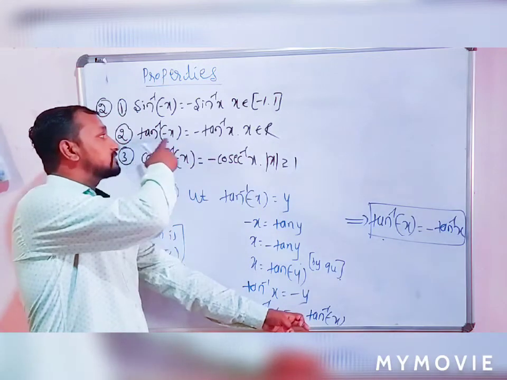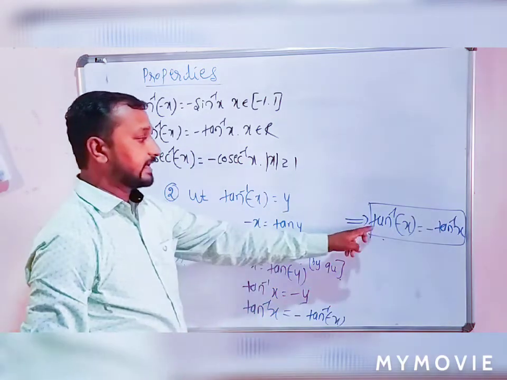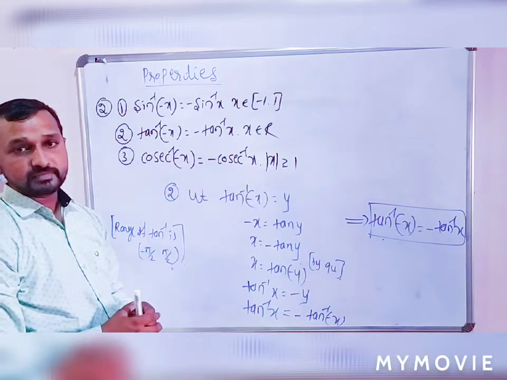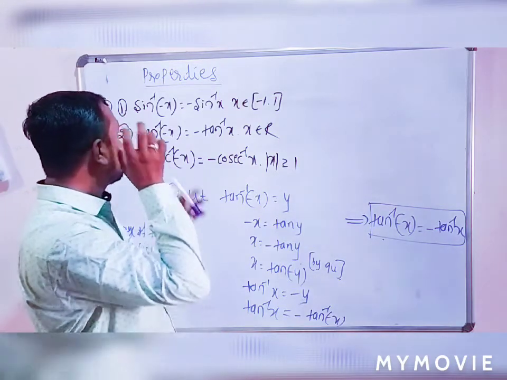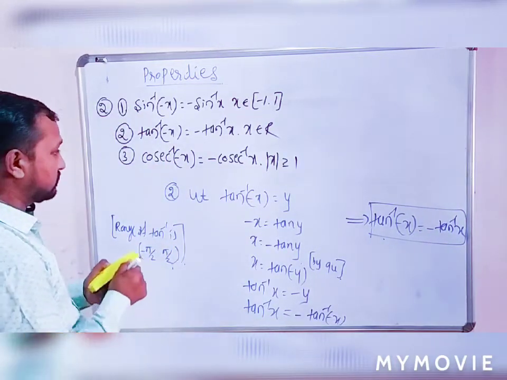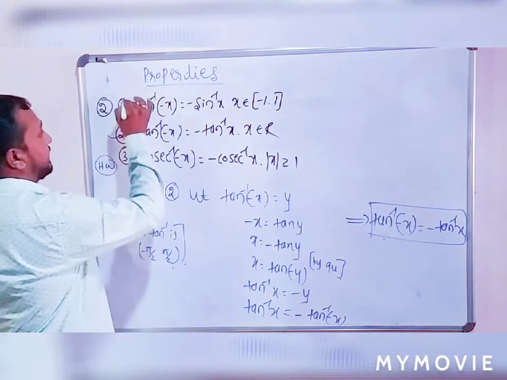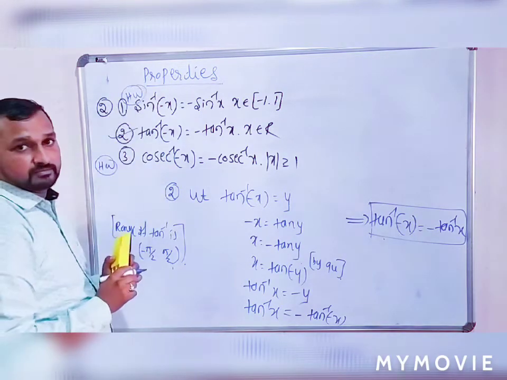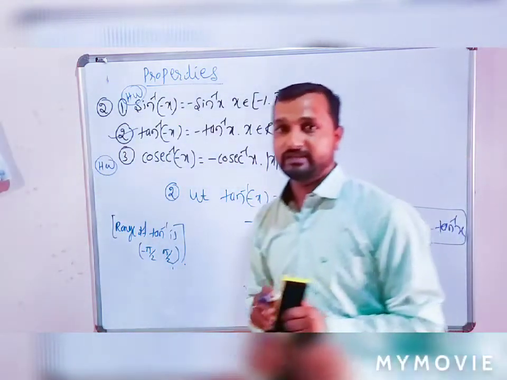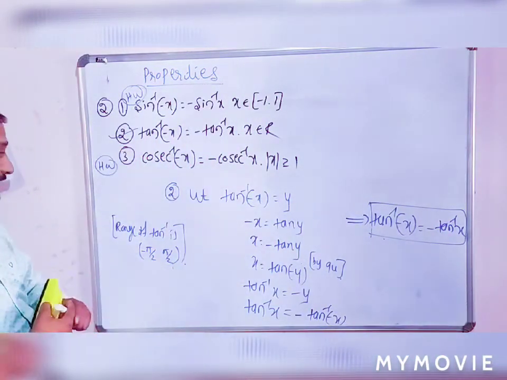So what is our result? Tan inverse of minus x equals minus tan inverse x. So shift that minus to this side. That's all. Tan inverse of minus x equals minus tan inverse of x. Students, this is a very important property. So I have solved the second one. The third one is your homework, and the first one is also your homework. If there is any doubt, ask me. Note down this example, and these two homeworks.